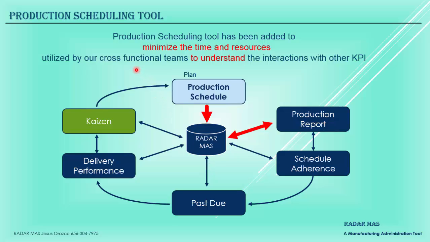It has been added to Radar to minimize the time and resources utilized by our cross-functional teams to understand the interaction with other key process indicators. Once the production schedule is in Radar, the interaction with the production report, the schedule adherence, past due status, delivery performance, and Kaizen opportunities starts. And if it is required to make adjustments, now we can do it directly from Radar.